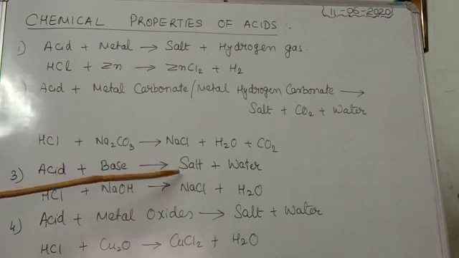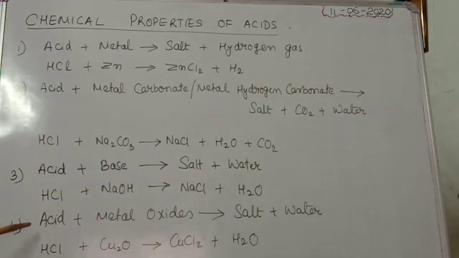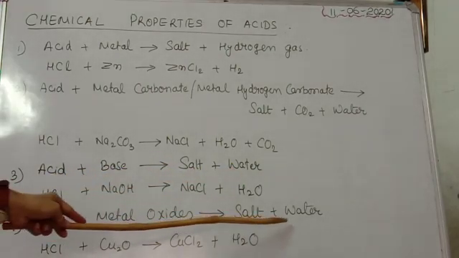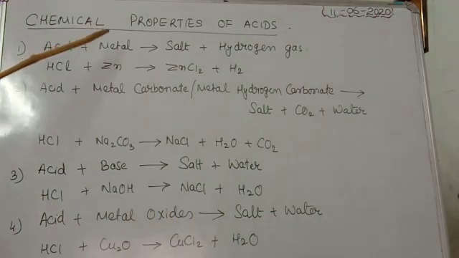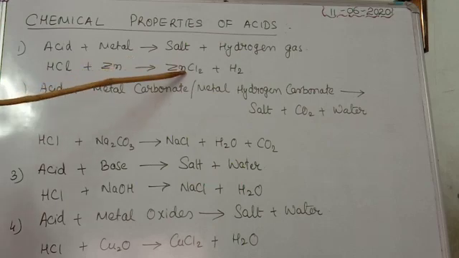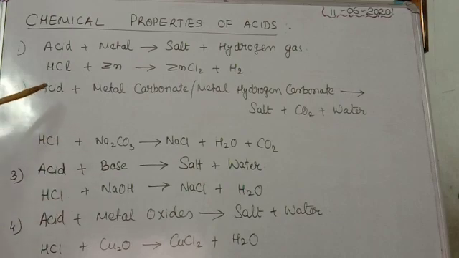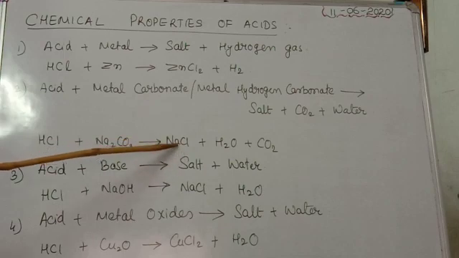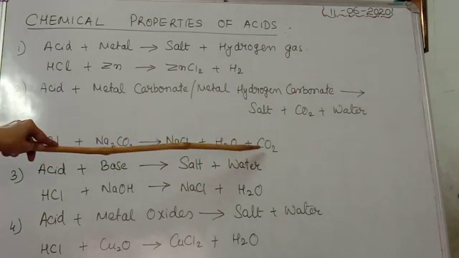Acid plus base gives you salt and water. Acid plus metal oxide gives you salt and water again. Acid plus metal, for example HCl plus Zn, this experiment came in 7th standard, gives ZnCl2 plus H2. Balancing and all you can do later on. Acid, HCl plus Na2CO3 gives NaCl plus H2O plus CO2.